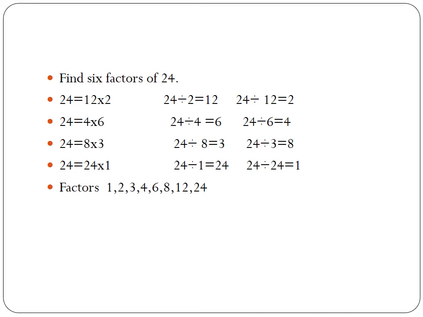Why? Because 24 is divisible by 2 and 24 is divisible by 12. 24 is divisible by 4 and 24 is divisible by 6. 24 is divisible by 8 and 24 is divisible by 3. 24 is divisible by 1 and 24 is divisible by 24. It means all the factors are 1, 2, 3, 4, 6, 8, 12 and 24.